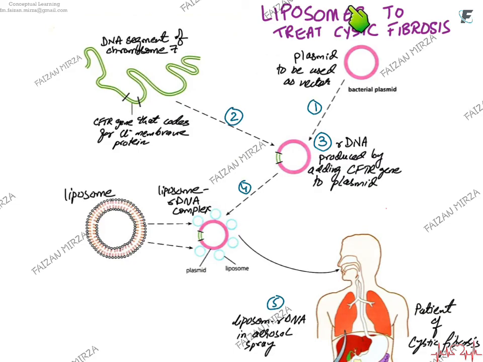So how are liposomes used to treat cystic fibrosis? You take this gene, the DNA segment on chromosome 7, the normal CFTR gene that codes for the chloride membrane protein. You take a plasmid as a vector, the bacterial plasmid. You use both of them.